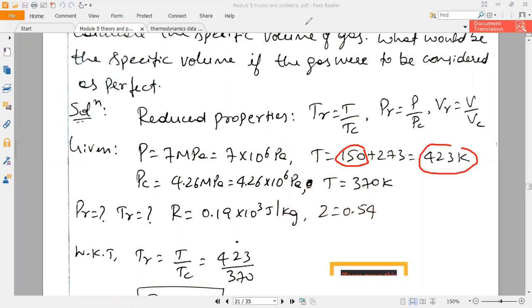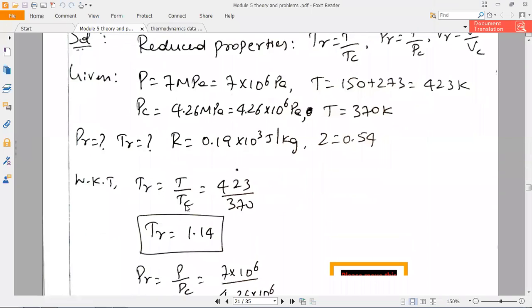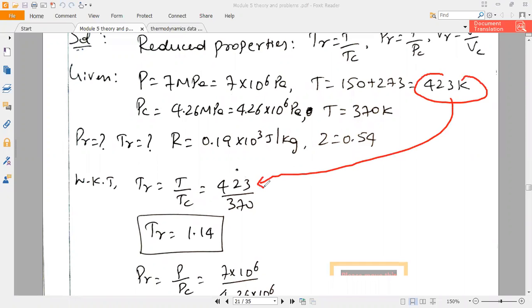Now find out TR and PR. Very simple. TR is equal to existing temperature divided by critical temperature. Actually, this is the critical temperature TC, 370 Kelvin. T by TC, 423 by 370, so TR is equal to 1.14.